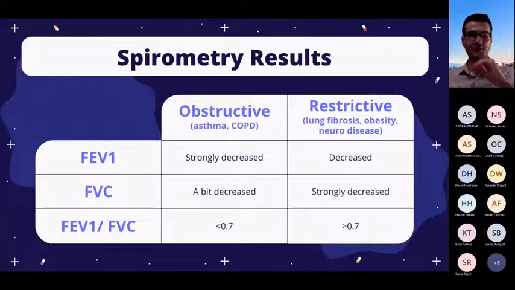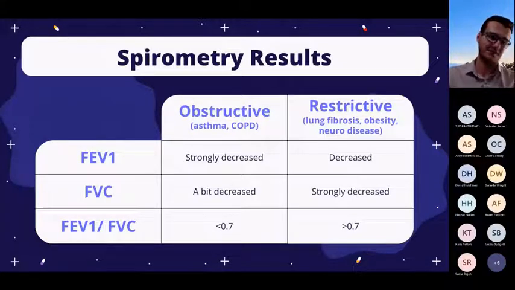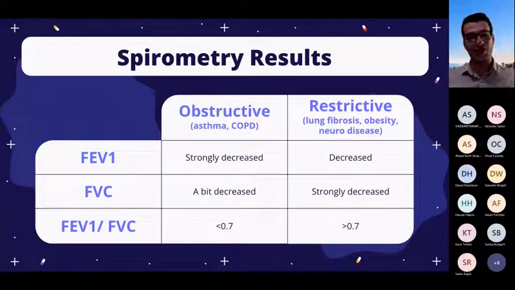So basically, because in obstructive conditions, the amount you can get out in 1 second is low compared to the total amount in your lungs, you get a low FEV1 over FVC because of the magic of maths. That's how it works. It's below 0.7. Whereas restrictive conditions, everything is low. FEV1 is low, FVC is low. So FEV1 over FVC is going to be closer to 1. It's going to be above 0.7.